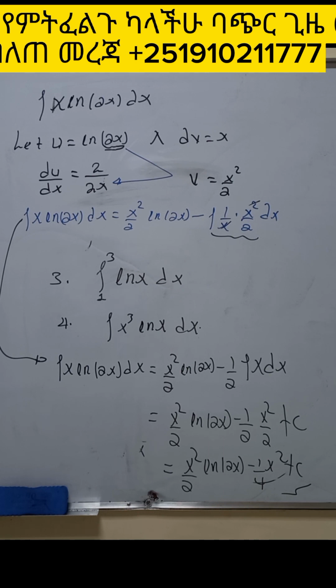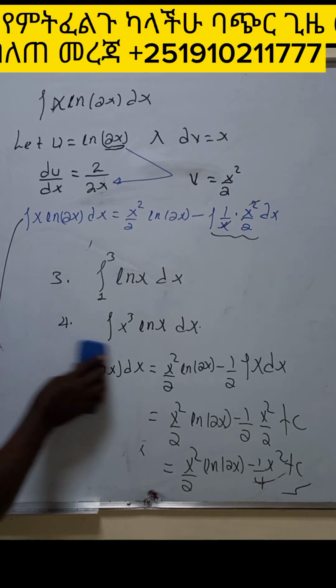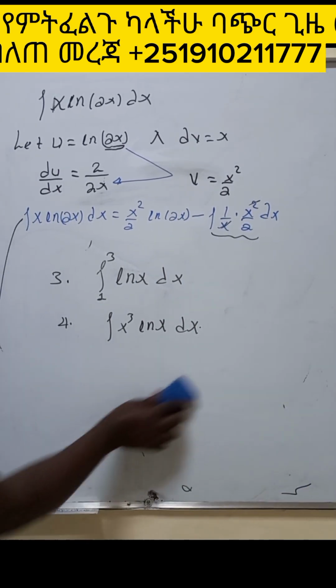That means what is the integral of ln of x deriving from 1 to 3? This is the definite integral. So let's look how to find the integral. Now I think it is clear that.